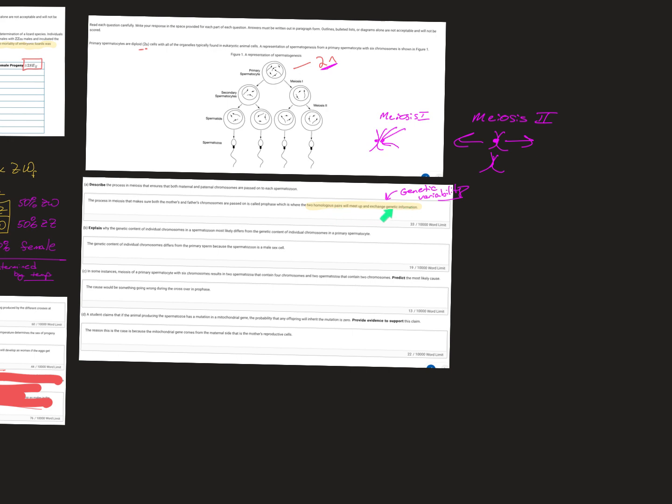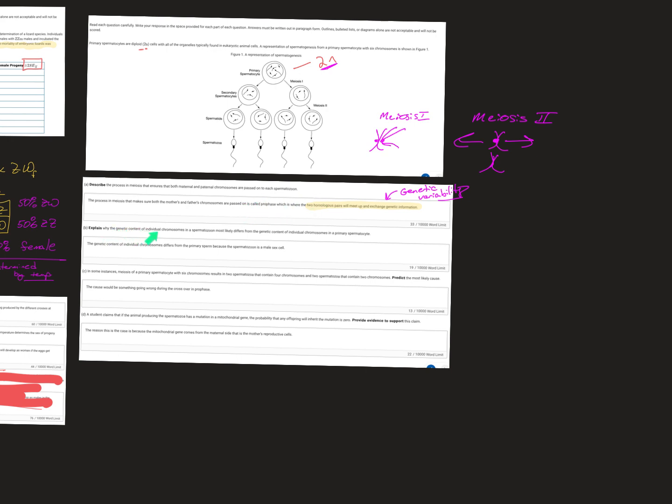So this is correct. That increases genetic variability. It also makes sure that you get a mix of the DNA. But here they're saying father's chromosomes. Both mother's and father's chromosomes are passed on. So it's this independent assortment of the homologous chromosomes and independent assortment of the chromatids in both meiosis 1 and then meiosis 2, respectively, that is the answer to this question.